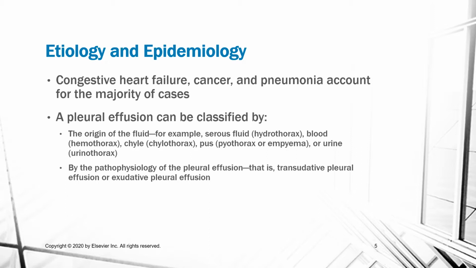A pleural effusion can be classified in the following manners: by the origin of the fluid, for example, serous fluid, which would be known as a hydrothorax. If there was blood present, then it would be called a hemothorax. If there's a presence of chyle, then it would be called a chylothorax. If there is pus, it would be called a pyothorax or an empyema. And if urine is present, then it would be called a urinothorax.